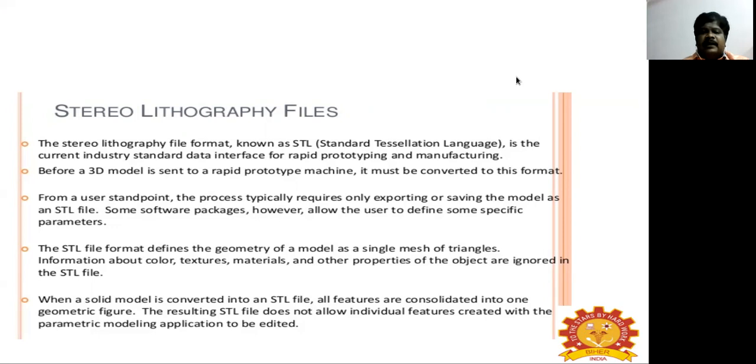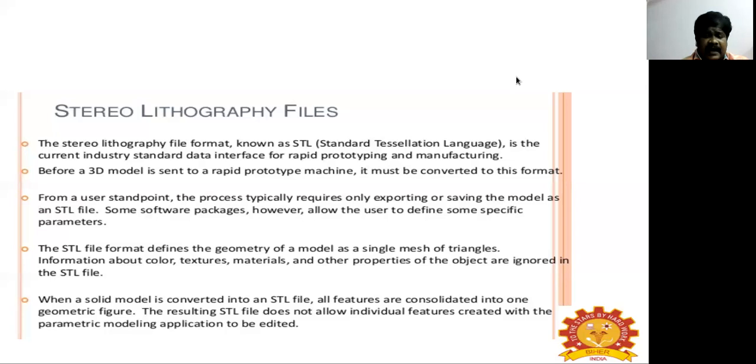Our 3D model we will send to the rapid prototype machine, and it needs to be converted to this format. From our user standpoint, the process typically requires importing or saving our model as an STL file. We need to allow the user some specific parameters. The STL file format defines the geometry of the model as a single mesh of triangles. Information about color, material, and other properties will be ignored in the STL file.